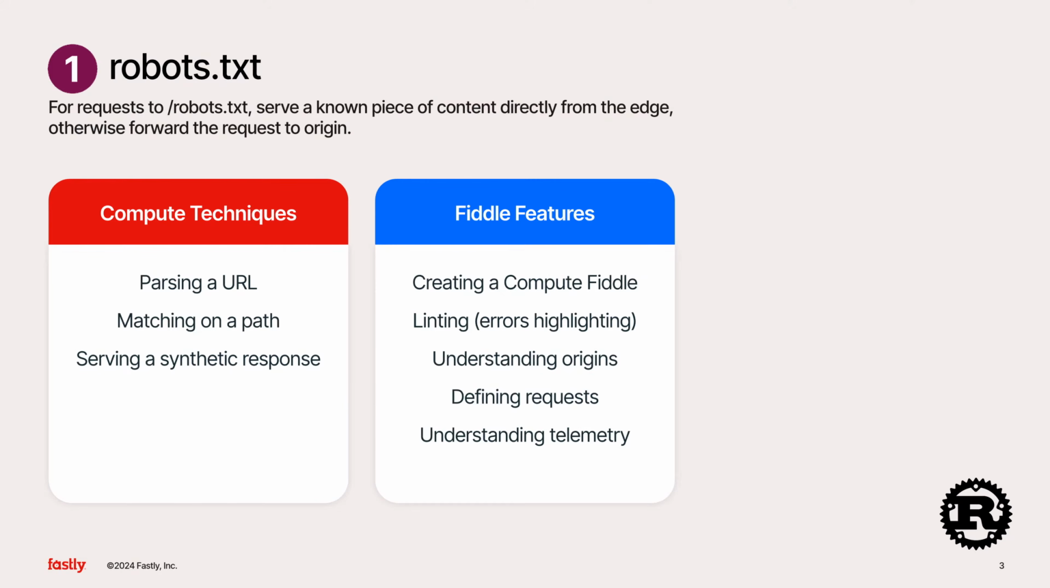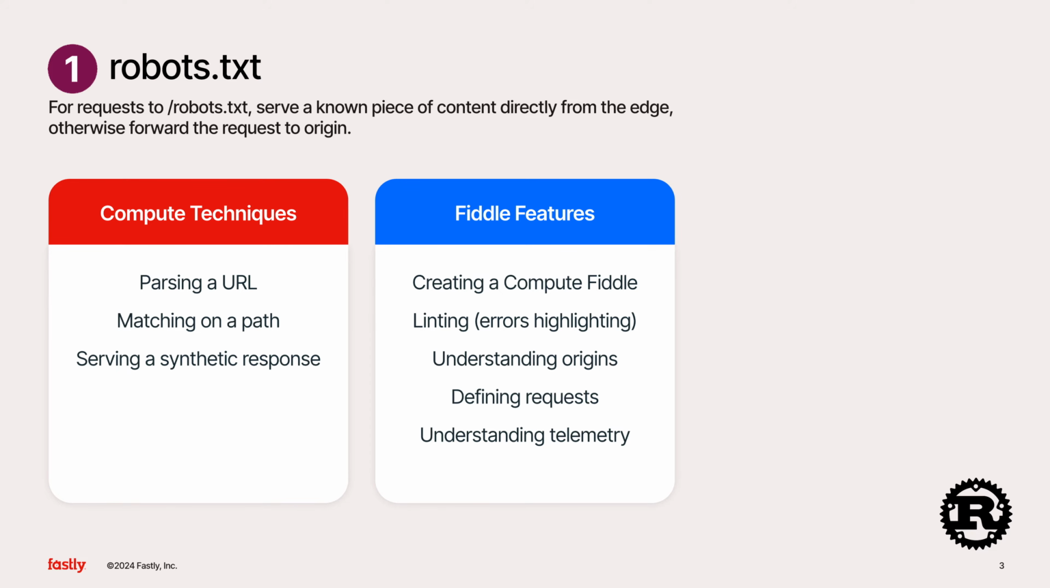Okay, so I'm going to go ahead and start with the very first example, which is the robots.txt one, and I'm just going to give you a summary of that. So there are some new compute techniques that we're going to be using, new to anyone if you haven't used compute before, but I'm not going to go into any detail about those because the focus of today's live stream is the features in Fiddle themselves.